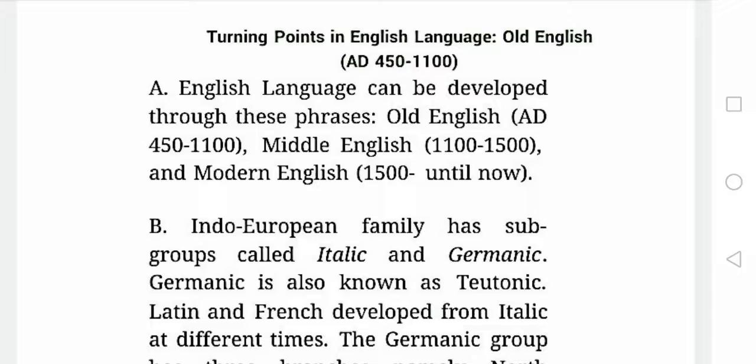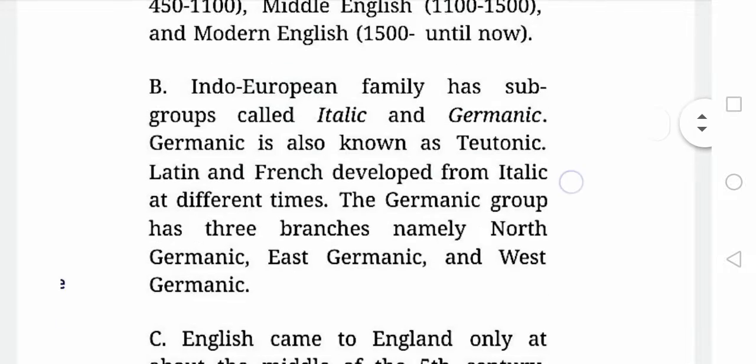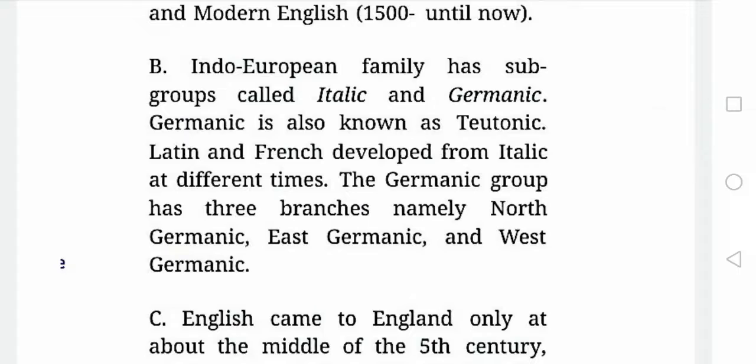English developed through phases. Old English ran from 450 to 1100, Middle English from 1100 to 1500, and Modern English started in 1500. It belongs to the Indo-European family, using the Italic and Germanic, also called Teutonic, branches. It is asked most of the time in detail. Latin and French really helped in it.